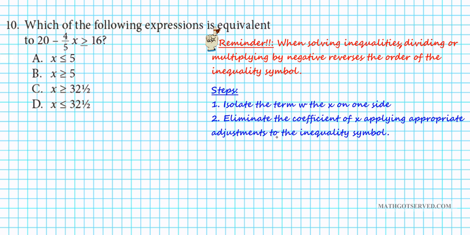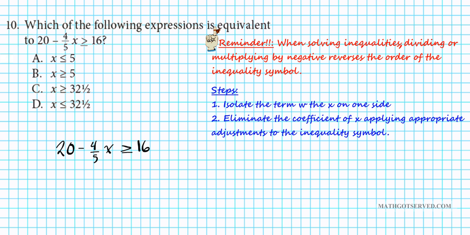We'll try and isolate the term with the x on one side, namely this term negative 4 over 5x. And then we'll get rid of the coefficient negative 4 over 5 and make the appropriate adjustments to the orientation of our inequality symbol as needed, okay? All right, so let's go ahead and do this. So in this problem, we have 20 minus 4 over 5x is greater than or equal to 16.